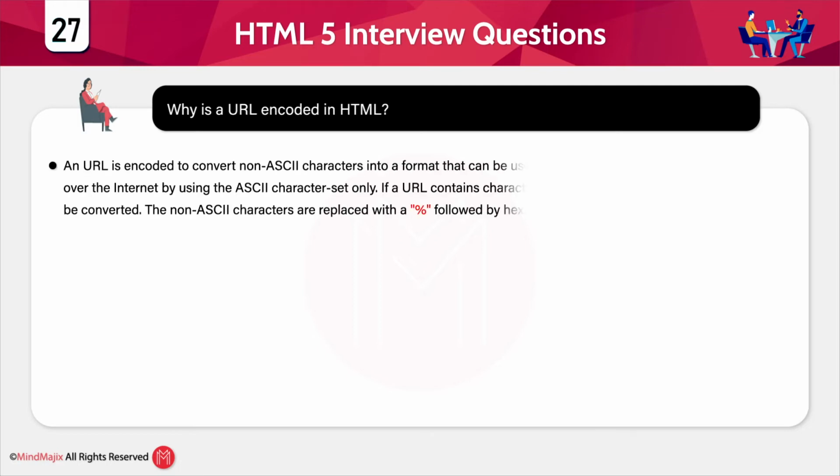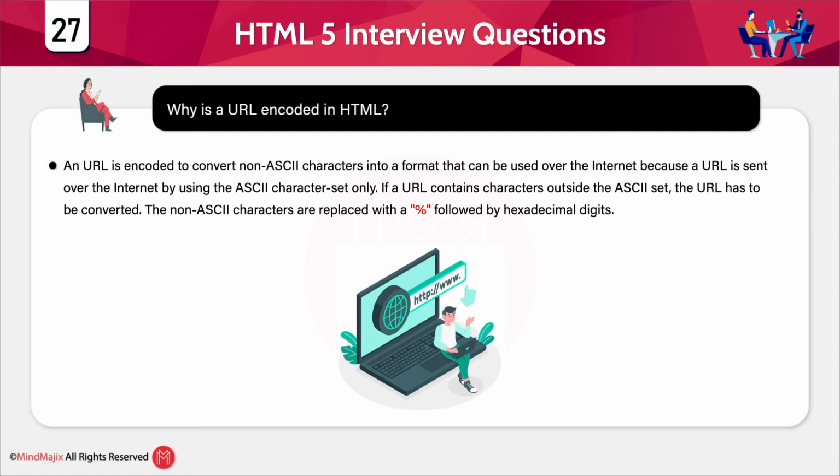Why is the URL encoded in HTML? See guys, a URL is encoded to convert non-ASCII characters into a format that can be used over the internet, because a URL is sent over the internet by using the ASCII character set only. This is the answer. If a URL contains characters outside the ASCII set, then the URL has to be converted. Non-ASCII characters are replaced with a percent sign followed by a hexadecimal digit. Hexadecimal digits are 0 to 9 and A to F.